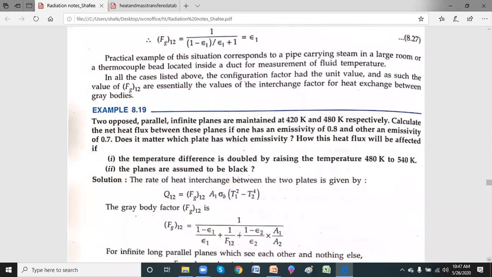Now just a simple thing, before going for this particular problem here, all these problems that I am going to discuss are showing one formula here.